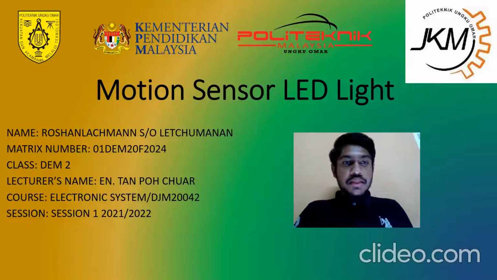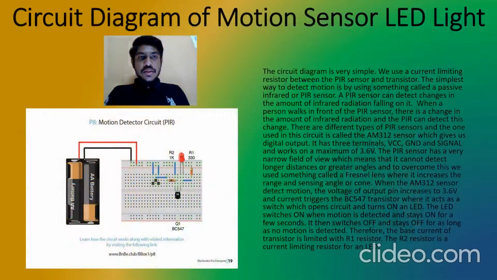Today I am going to present about motion sensor LED light circuit. Circuit diagram of motion sensor LED light. The circuit diagram is very simple. We use a current limiting resistor between the PIR sensor and transistor.